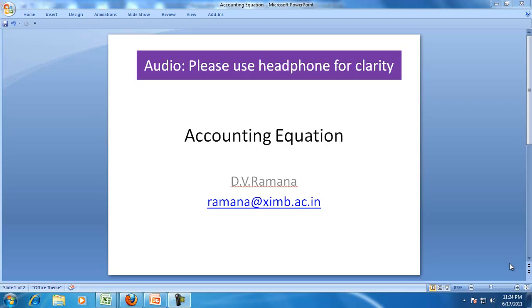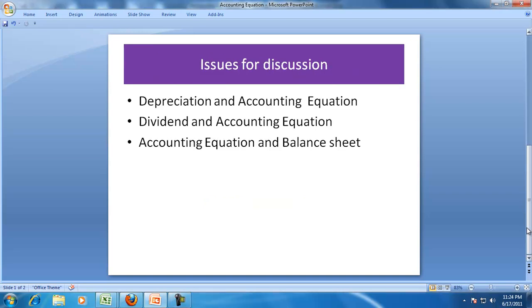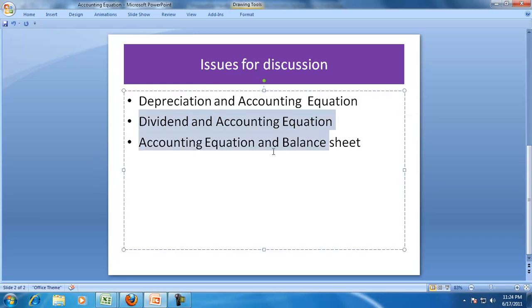Welcome to our discussion on accounting. We started discussing the accounting equation in our previous session, and we will now look at some special or typical issues and their impact on the accounting equation. For example, we would like to see depreciation in the accounting equation, dividend in the accounting equation, and the accounting equation and the balance sheet. That is the focus of our discussion.